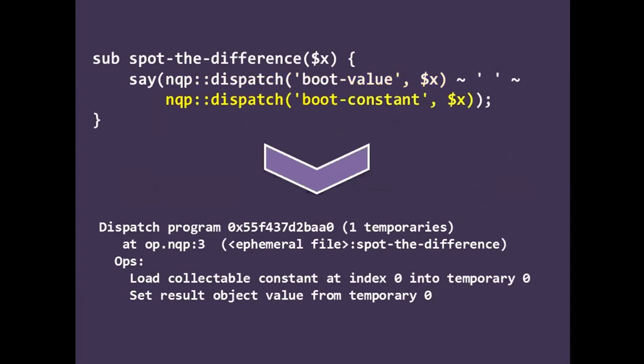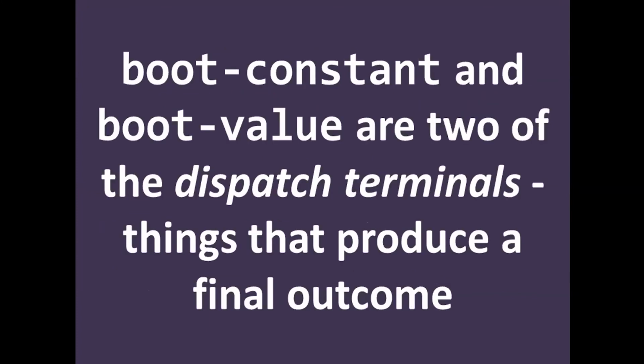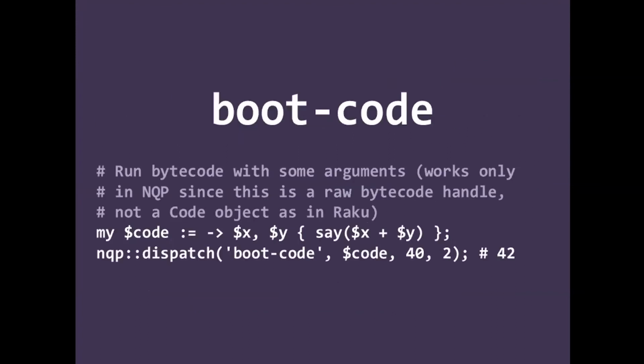Boot constant looks a bit different. It says, well, we have a table of constants with this program. Just load the first one, the 0th one here, and then use that as the result. Boot constant and boot value are two things that I call dispatch terminals. They're things that produce a final outcome, whether that's handing back a result or, as we'll see in a moment, running some code. So this is another dispatch terminal.